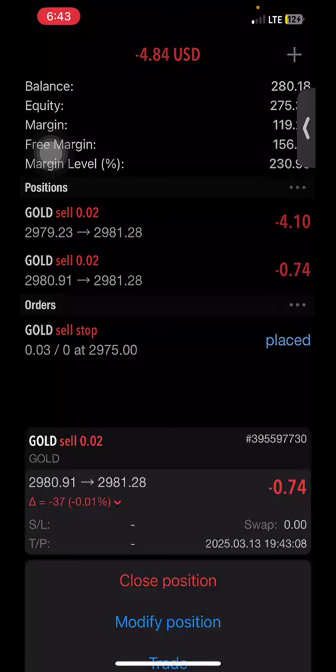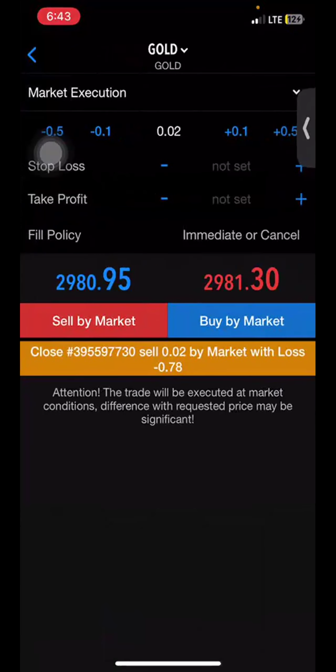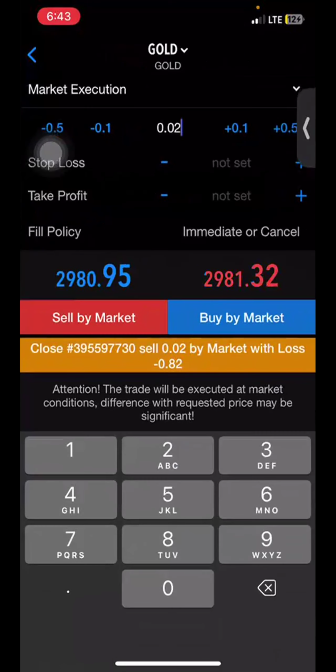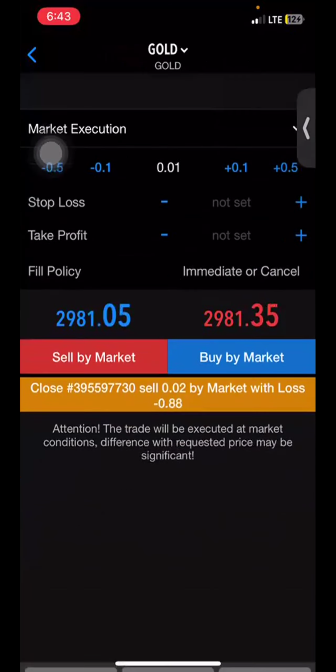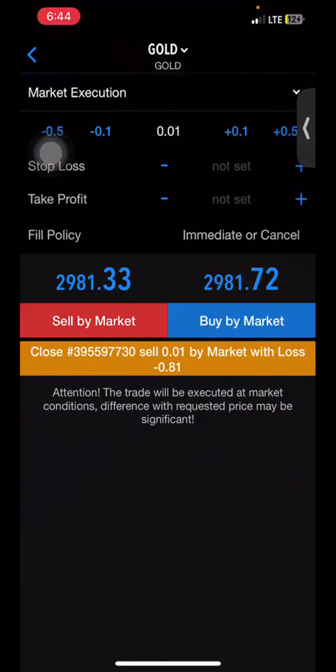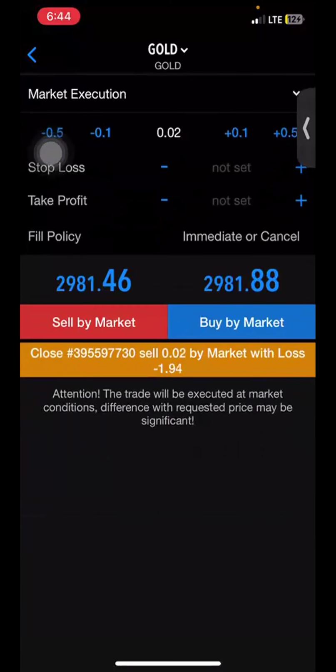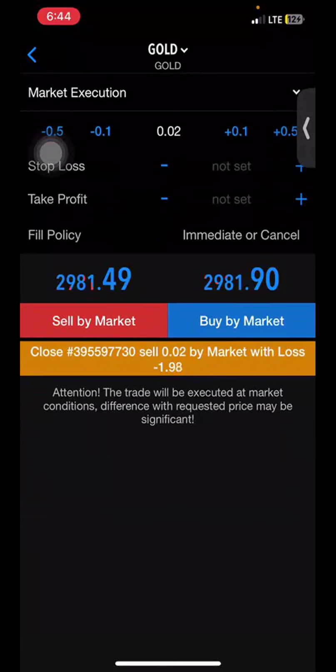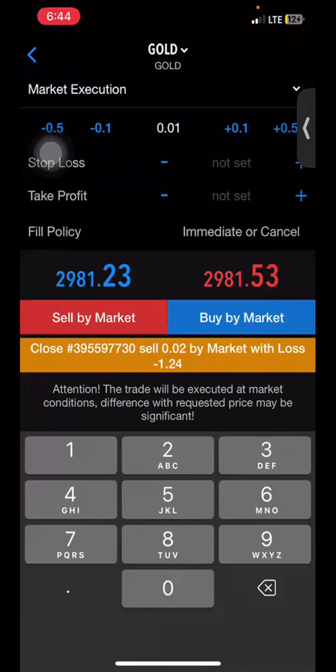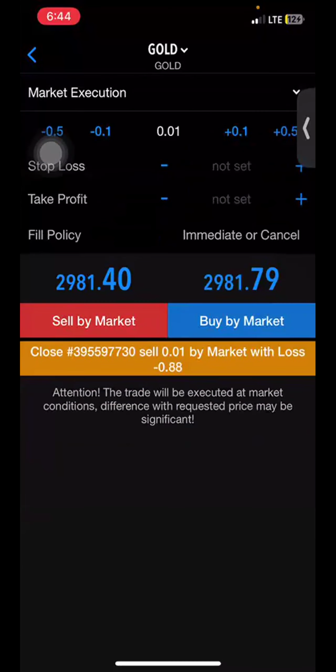What do I mean? Once you click on your trade, you click close, right? What you need to do is reduce your lot size. We have 0.02 currently running. What you need to do is clear 0.02 and put 0.01. You can see we have minus $1 running. Once I refresh it, it's going to reduce. It has reduced. Let's add it back again, 0.02. If I refresh it, it's minus $1.98. It's just dancing around. But if I reduce it to 0.01, you can see we currently have $1.26. If I refresh it, it's going to reduce.